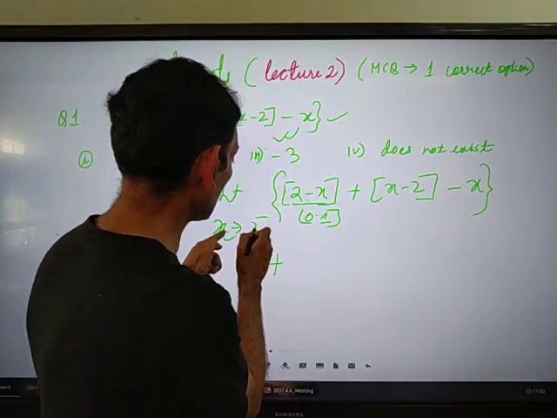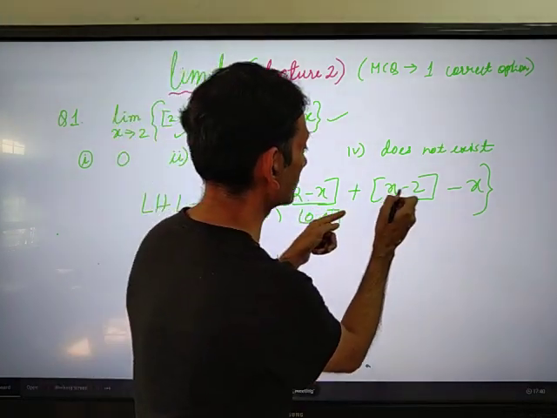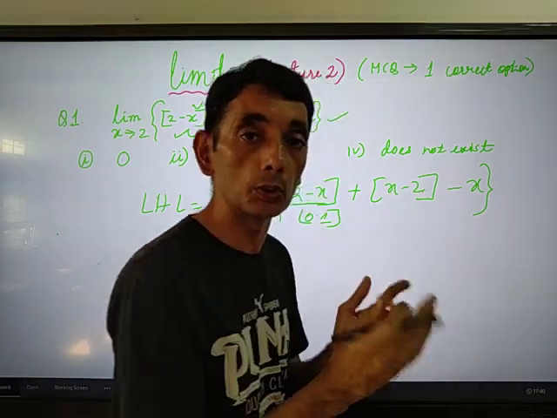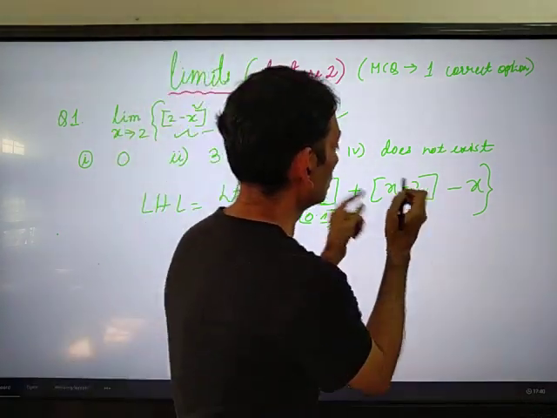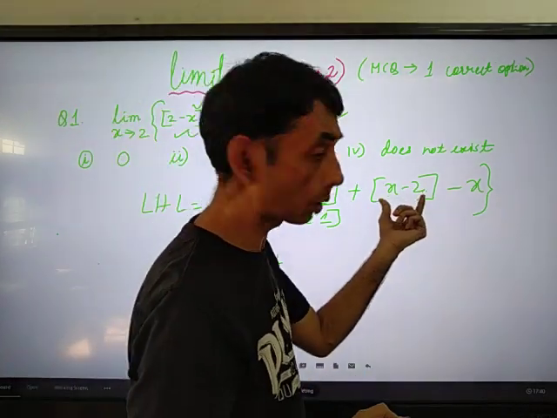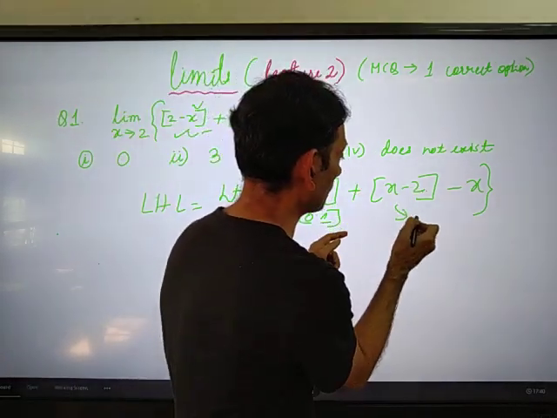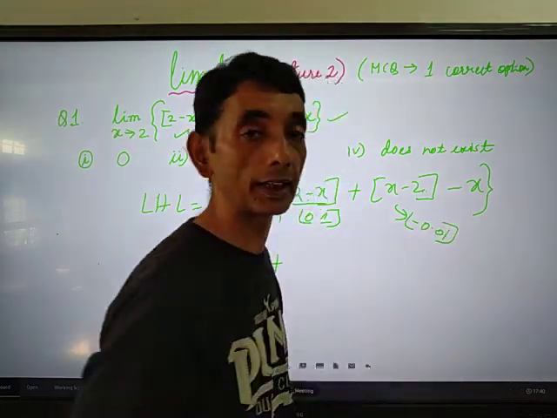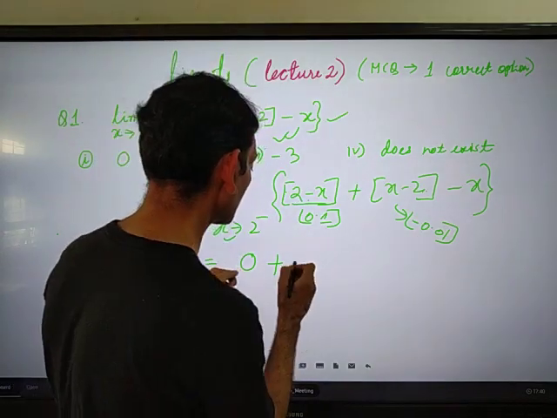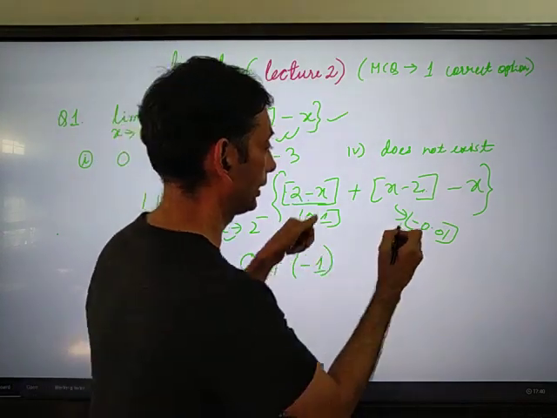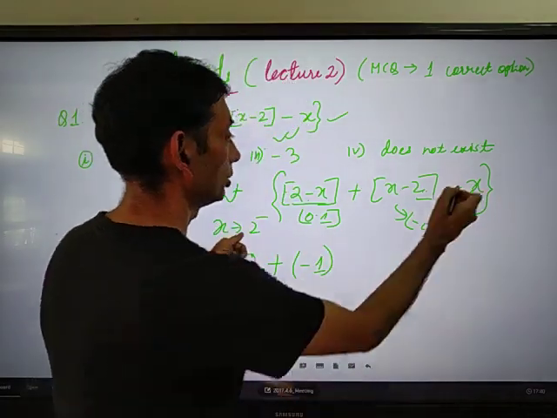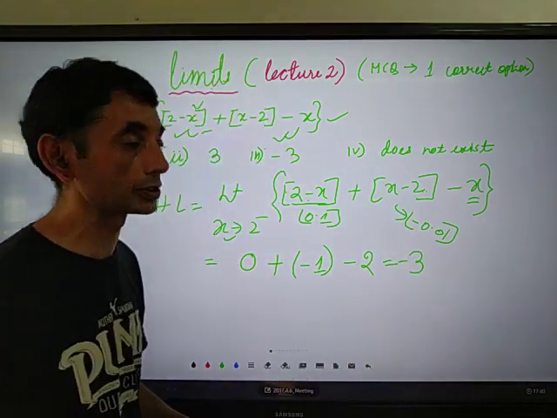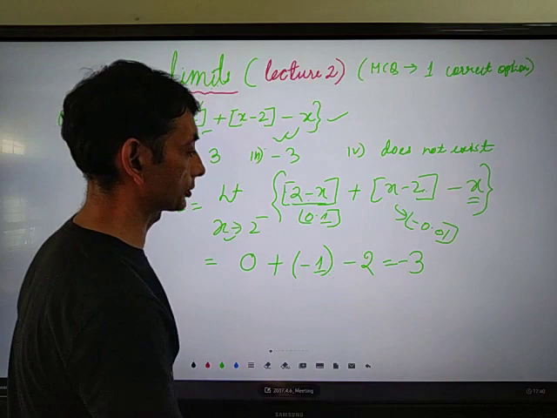So you are approaching 2 from the left hand side, so x is slightly less than 2. So x minus 2 will also be a very small value, but this value will be negative, for example minus 0.01. Then the greatest integer of minus 0.01 is equal to minus 1. And then the limit on x gives minus 2. So the limit comes to be minus 1 minus 2, which is equal to minus 3.